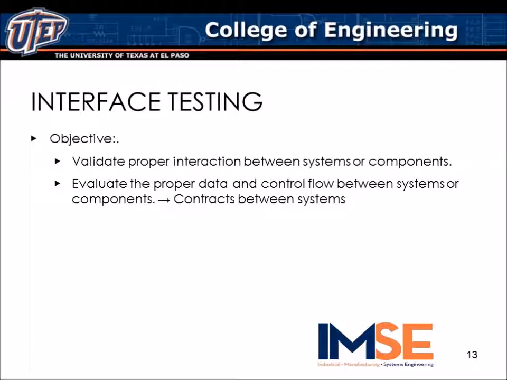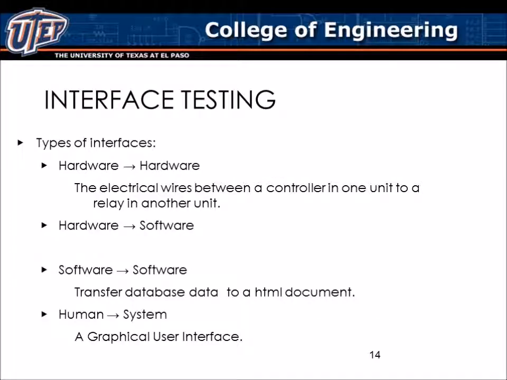Interface testing. The objective of interface testing is to validate proper interaction between systems or components. We evaluate the proper data and control flow between systems or components. Interfaces are also called contracts between systems or components. We'll be talking about four types of interfaces.